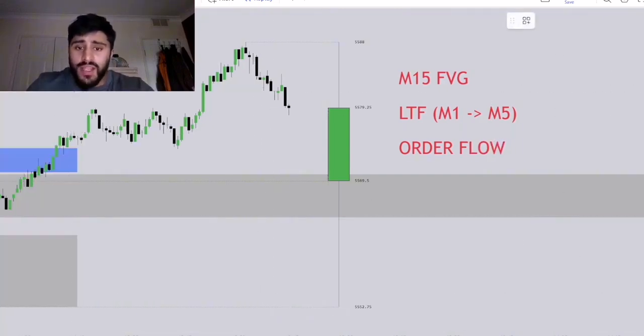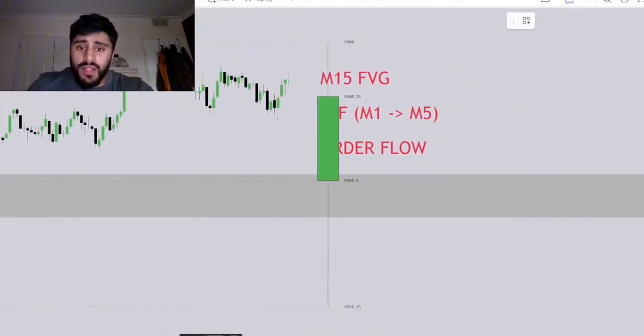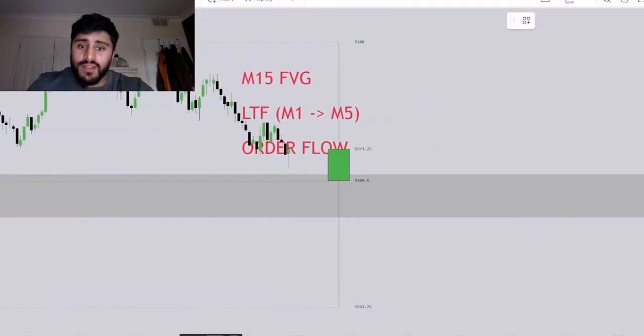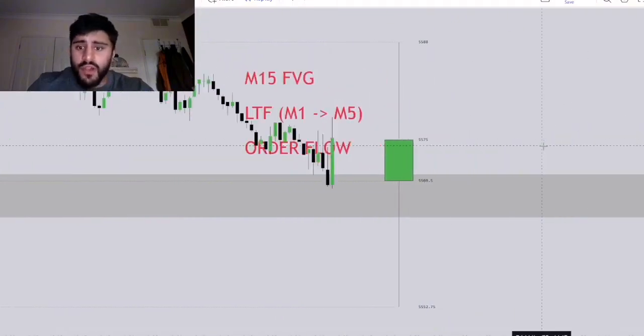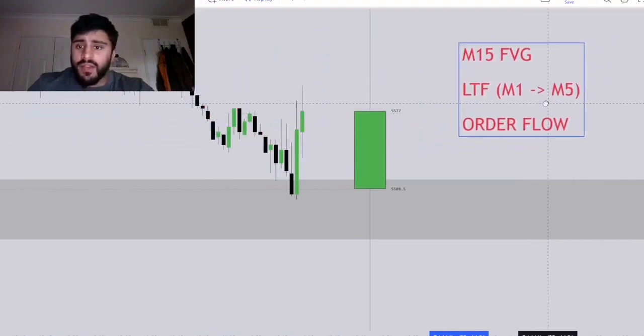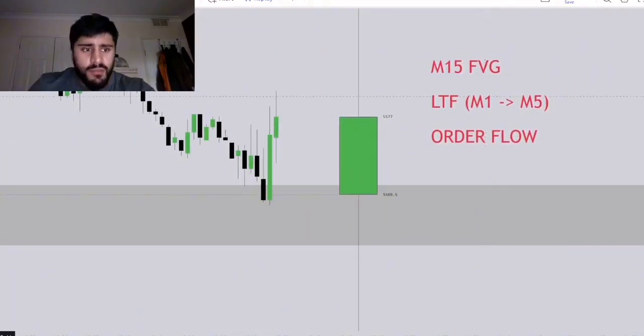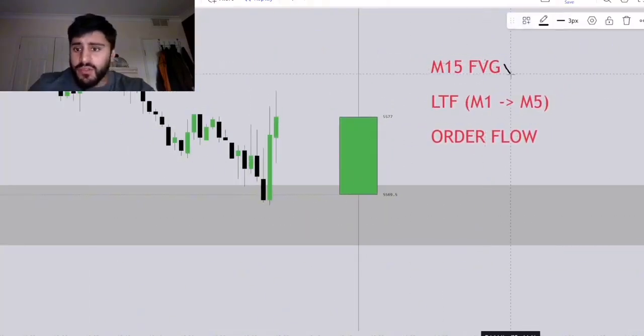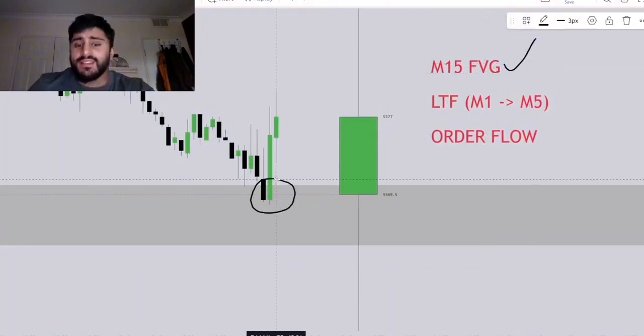So step number 1 is we're waiting for price to come into this 15-minute fair value gap, and that's exactly what we see just over here, right? So price has come into this 15-minute fair value gap. Let's move things over here, right? So step number 1, we've come into a 15-minute fair value gap. We've tagged into this area, right?